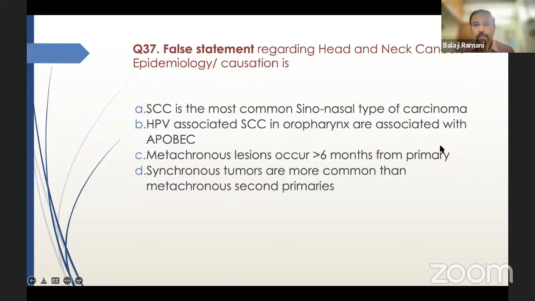SCC is the most common type of sinonasal carcinoma. HBV associated SCC is associated with apoptotic changes. Metachronous lesions occur more than 6 months from the primary, and synchronous lesions are more common than metachronous lesions.